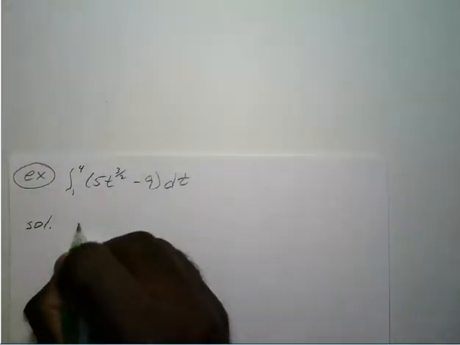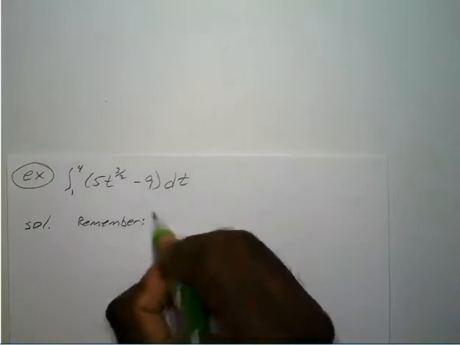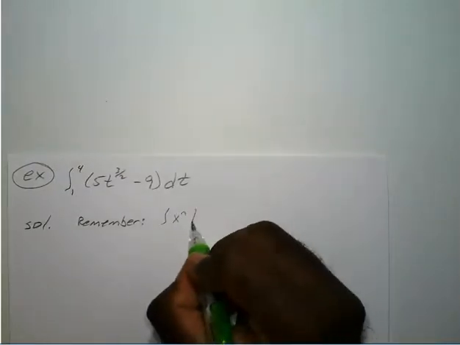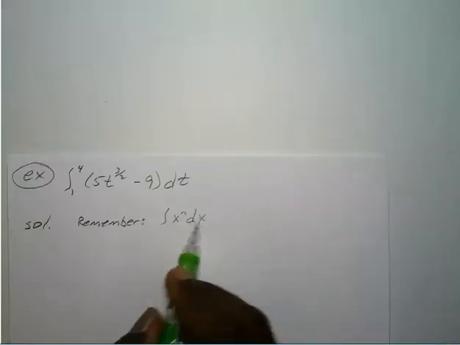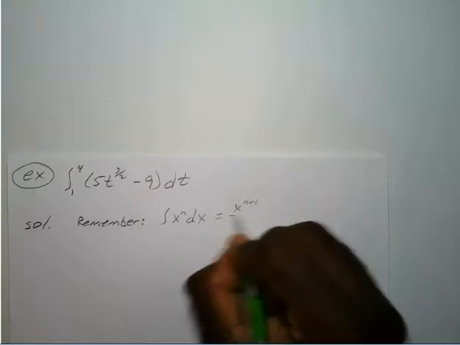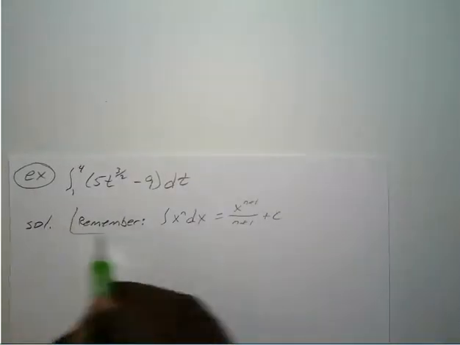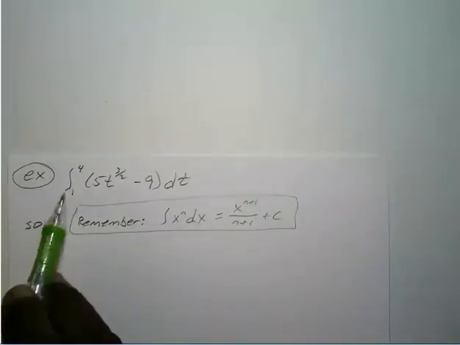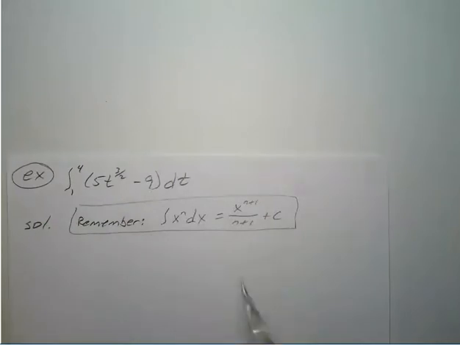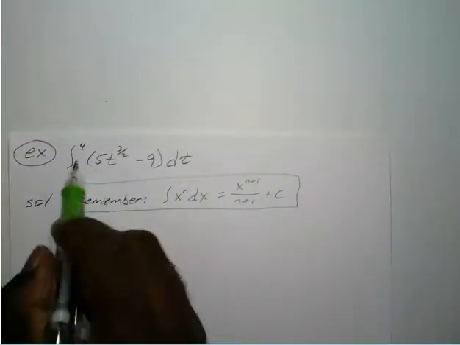Okay, so once again, we're going to remember that the integral of x to the nth power with respect to x, and this works with x or t or s or anything else, equals x to the n plus 1 over n plus 1 plus c. But because we actually have a definite integral, we have actual values here, we don't need the plus c. Okay, so we're going to go ahead and just rewrite that.